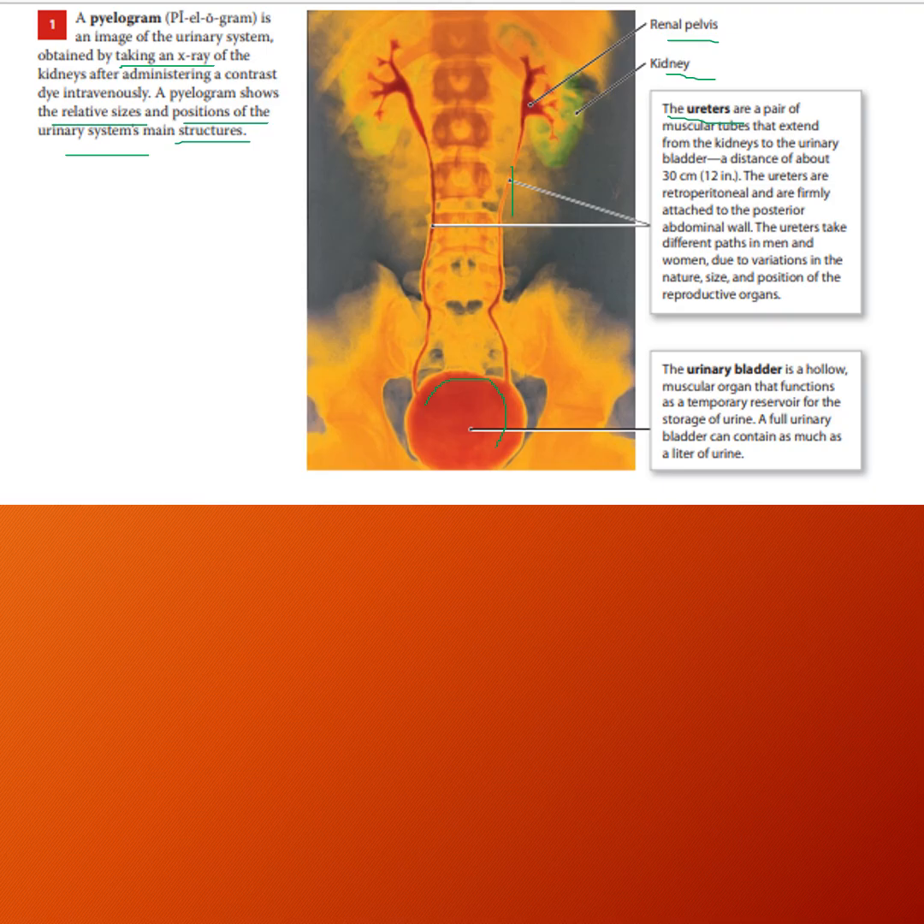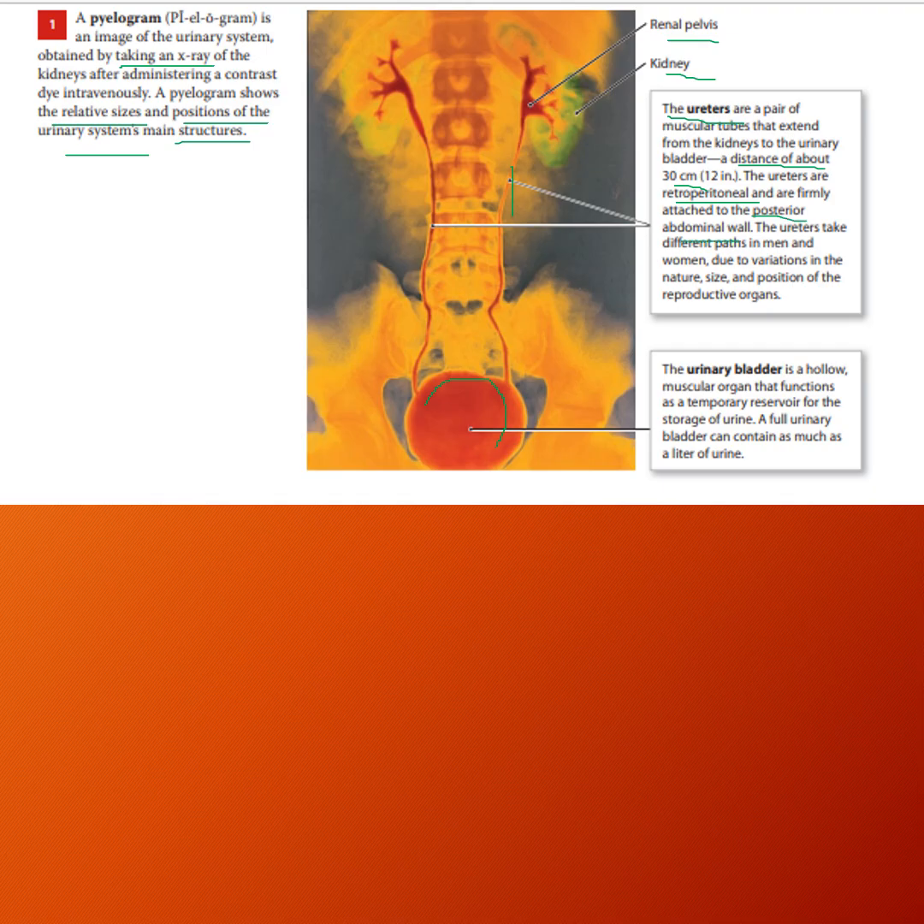The ureters are a pair of muscular tubes that extend from the kidney to the urinary bladder. They cover a distance of about 30 cm. The ureters are retroperitoneal and firmly attached to the posterior abdominal wall.